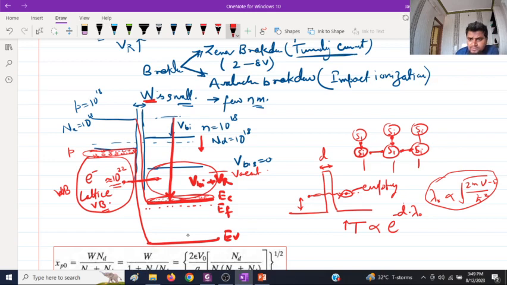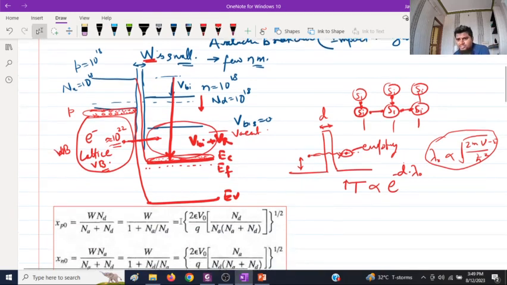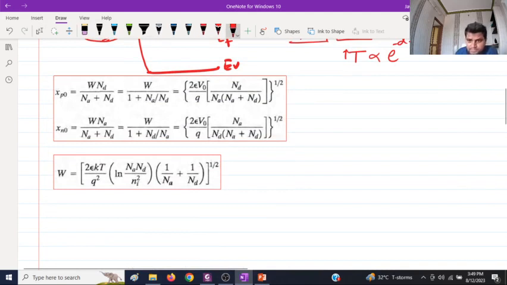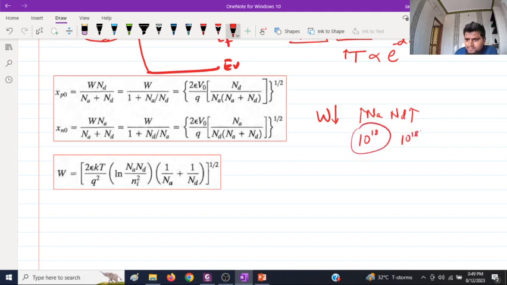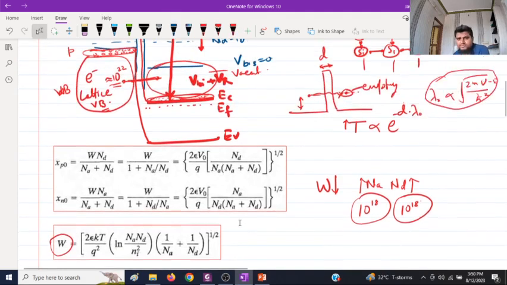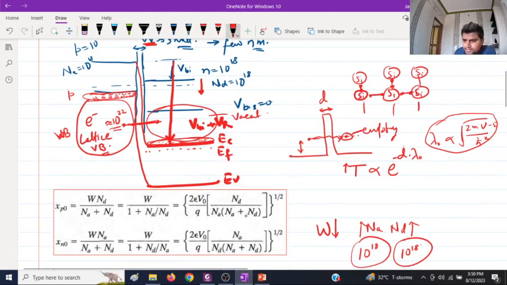That can be achieved only when the doping concentrations are quite high. So for W to be minimum, Na and Nd should be very high, of the order of 10 to the power 18. If this happens, this W comes into the region where it is comparable to lambda naught or less than lambda naught, so this factor goes very close to 1.